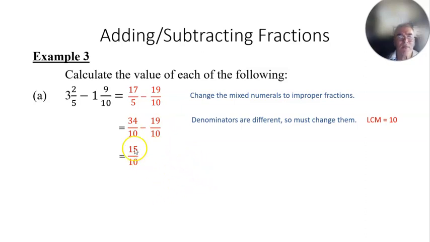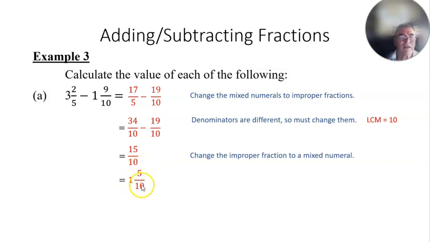Again, it's still improper, so we've got to remember to make sure we simplify this answer if it can. So we're going to change that improper to a mix. So how many 10s in 15? There's 1 whole and 5 left over. So 1 whole and 5 left over.